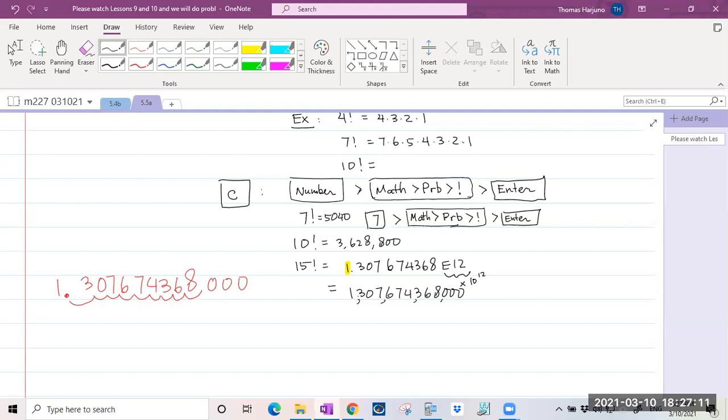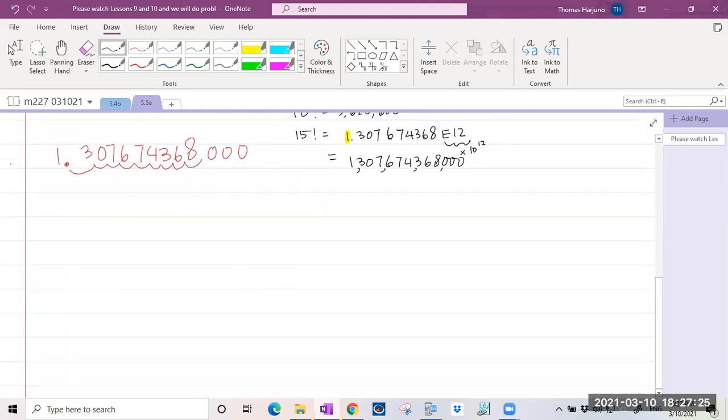Okay, that's what it means. Now that's for factorial. Permutation. What I teach you right now is only how to use the calculator to compute factorial, permutation, and combination. What those mean, you need to watch my video.